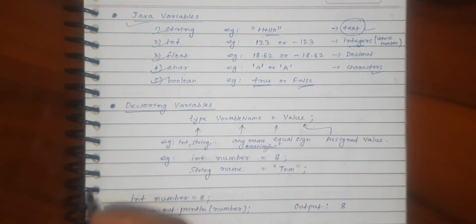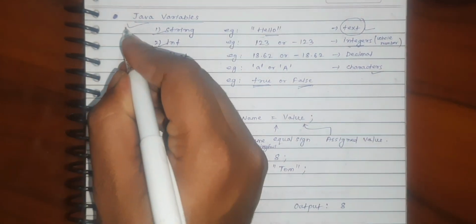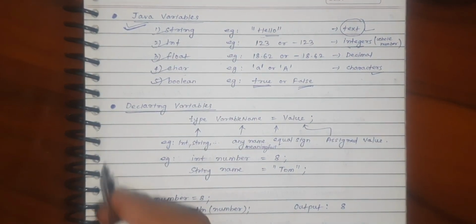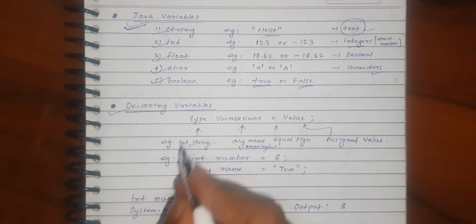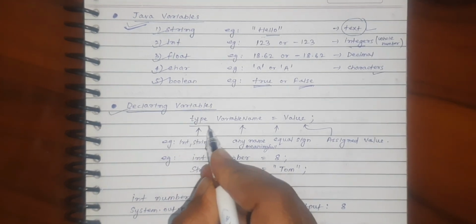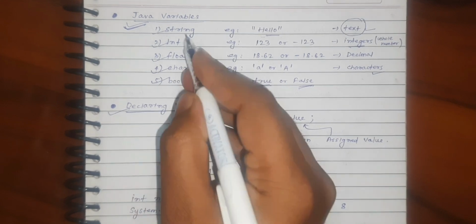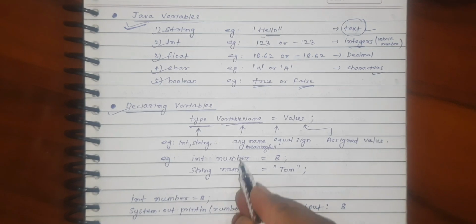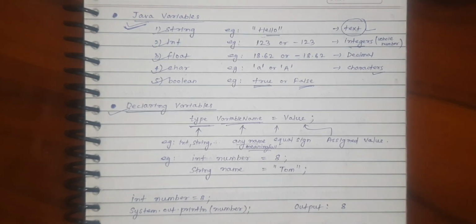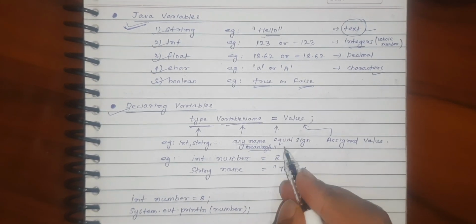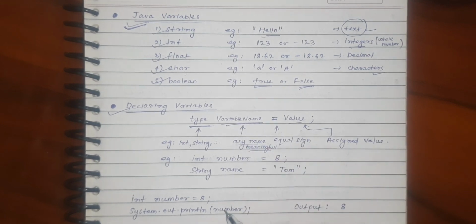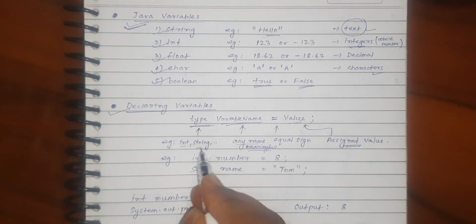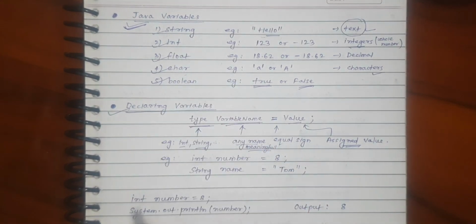So these were the basic Java variables with their data types. Now, how to declare variables? To declare a variable, this is the syntax. Type means either string, int, float, char, or boolean. The variable name should be something meaningful. Then the equal sign, and then the value that has to be assigned to the variable. The type could be int or string or the other data types that we have already discussed.